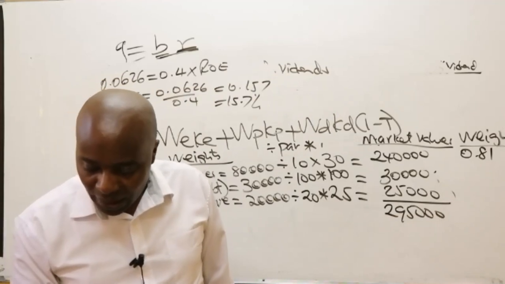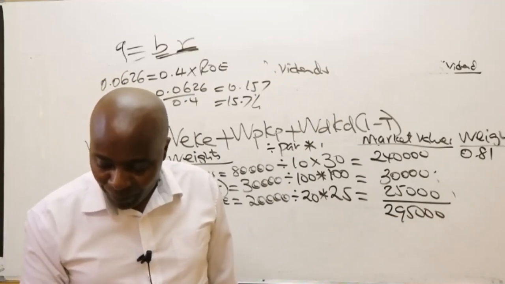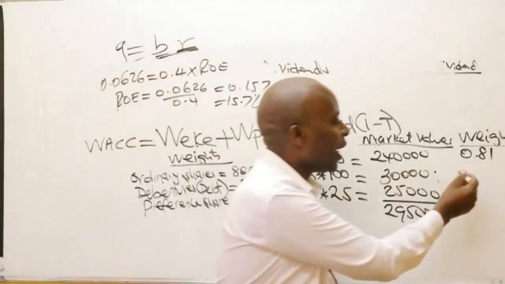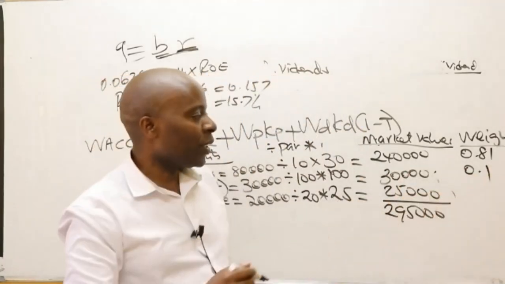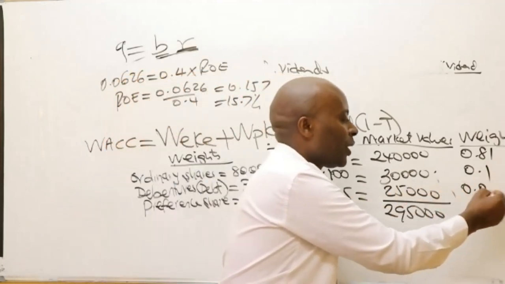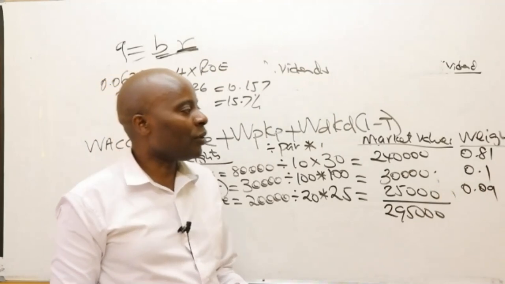We have Charles 0.81. I've picked that. Thank you, Charles. Then 0.1. And then the last one, 0.09. Thank you very much.